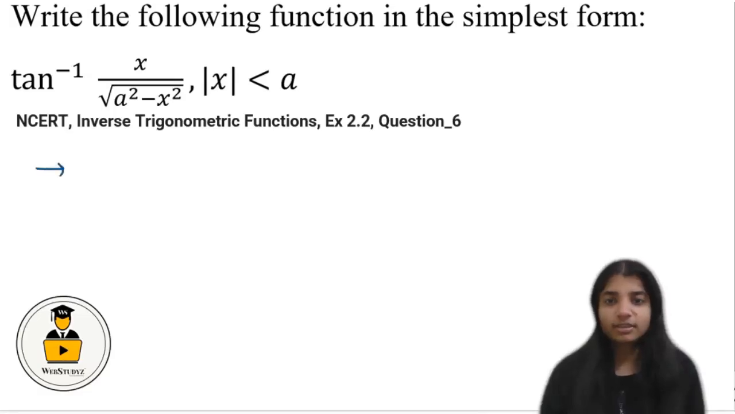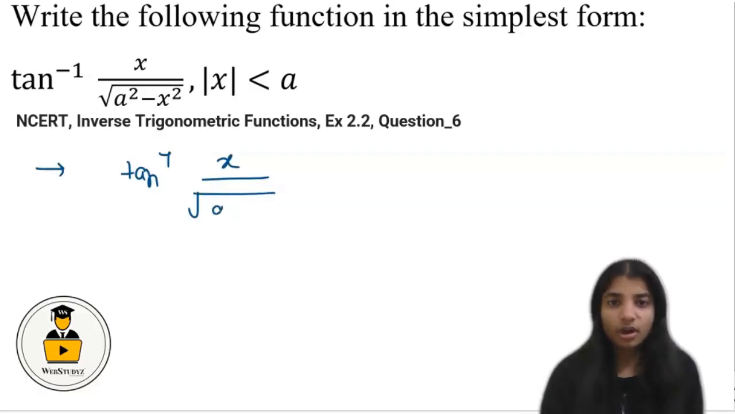Students, let's discuss the question. We have to write the following function in the simplest form, and the function is tangent inverse of x divided by the under root of a square minus x square. In order to simplify this, we have to convert x divided by the under root of a square minus x square in the form of tangent.